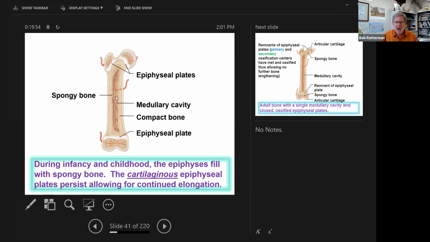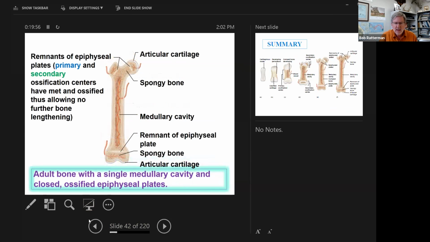Now, will a time come when that cartilage is no longer there? The answer is yes. Here we are. Here we have remnants of the growth plates or epiphyseal plates. This is indicating that both ossification centers have now kind of met, and there's full ossification of the entire bone. We're done lengthening. That bone is not going to get any longer because the cartilage is no longer there.